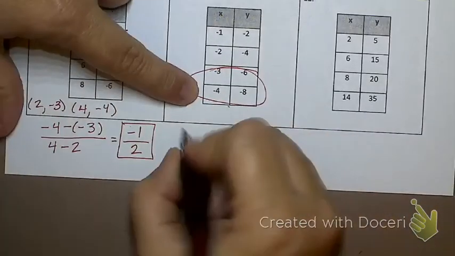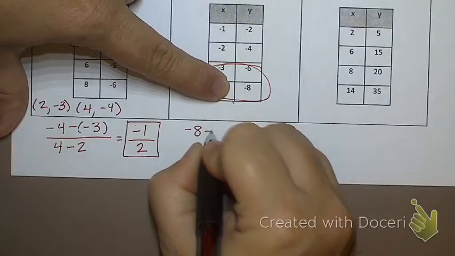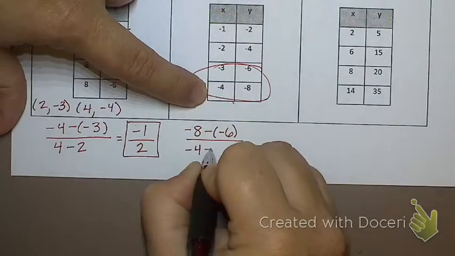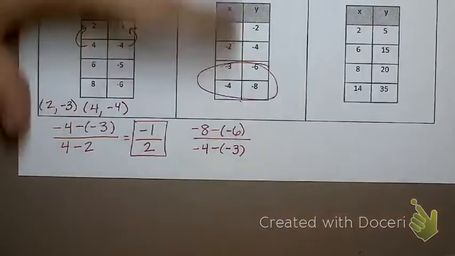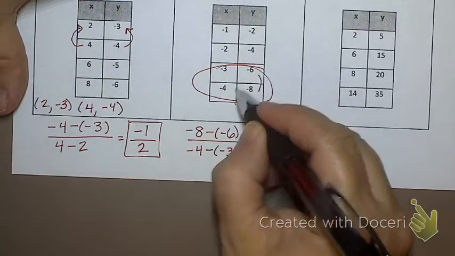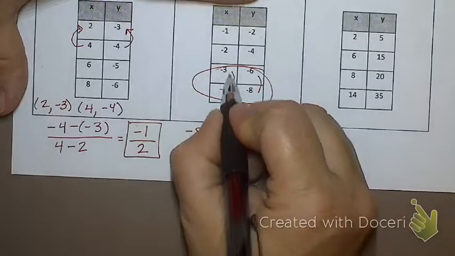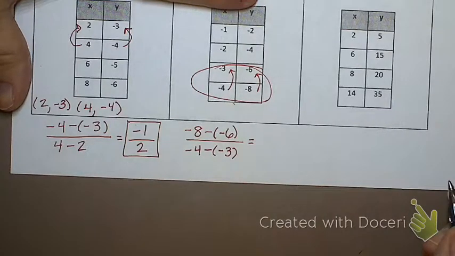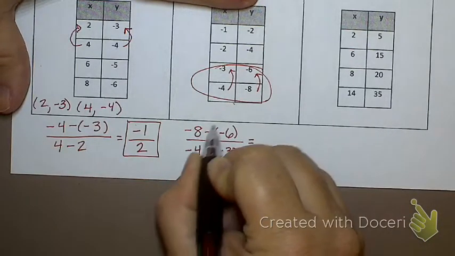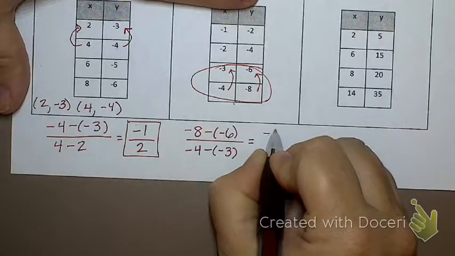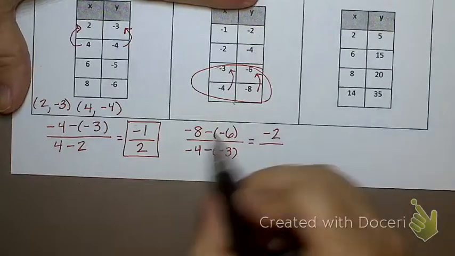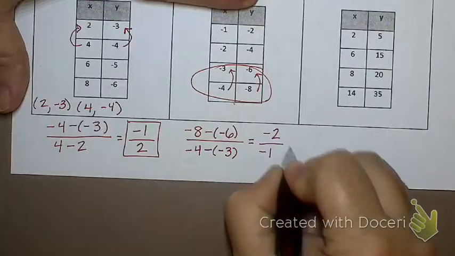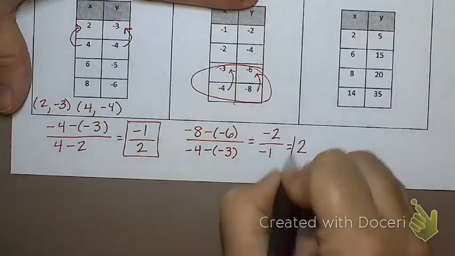So here I would do -8 minus -6 on top. What would the bottom look like? -4 minus -3, right? So this minus this, and then this minus this. What happens with this whole minus and negative thing? Becomes a plus. -8 plus 6 is -2. And this is going to become a plus also, so -4 plus 3 is what? -1. And -2 over -1 is +2.